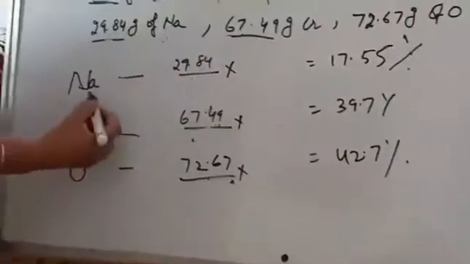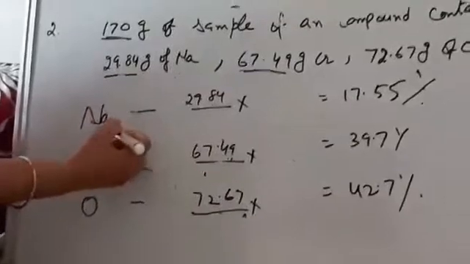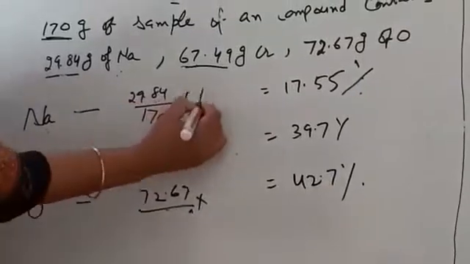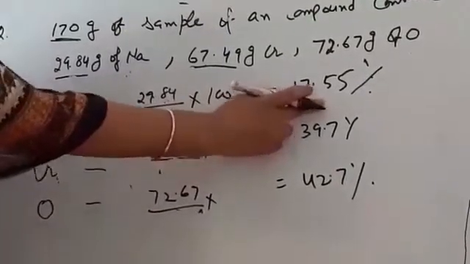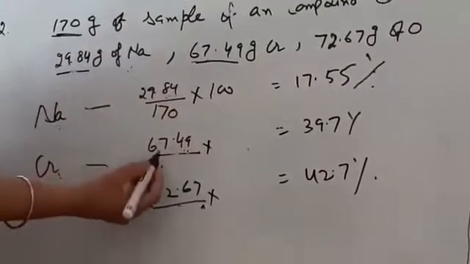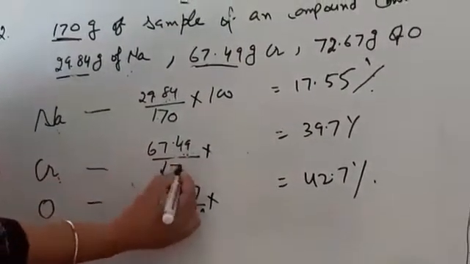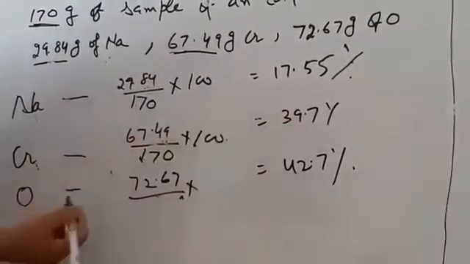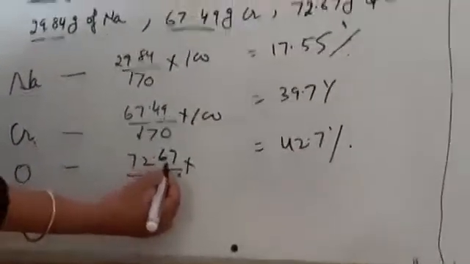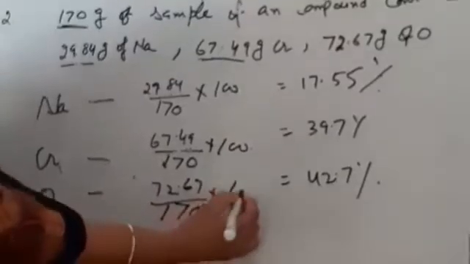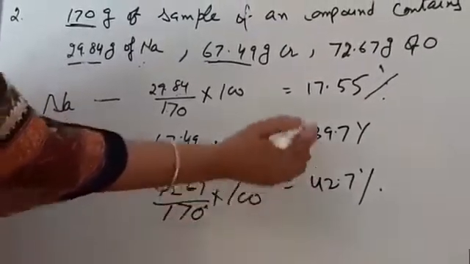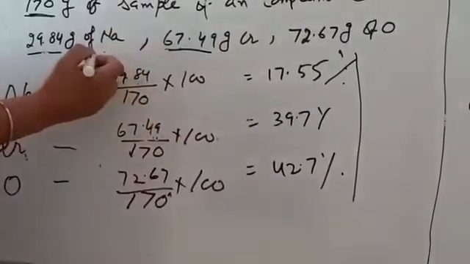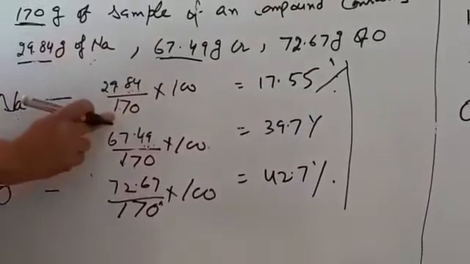How will it be converted? Write the names of the elements. Sodium: the given mass is 29.84, and the total mass of the compound is 170. So divide by 170 and multiply by 100, which gives 17.55. Next, chromium: the given mass is 67.49, divided by the total mass of the compound, 170, times 100. It comes to 39.7. Oxygen: the given mass is 72.67, total mass 170, times 100. It comes to 42.7. So these are the percentages of the compound, which we derive from the mass of each element by dividing by the total mass of the compound.